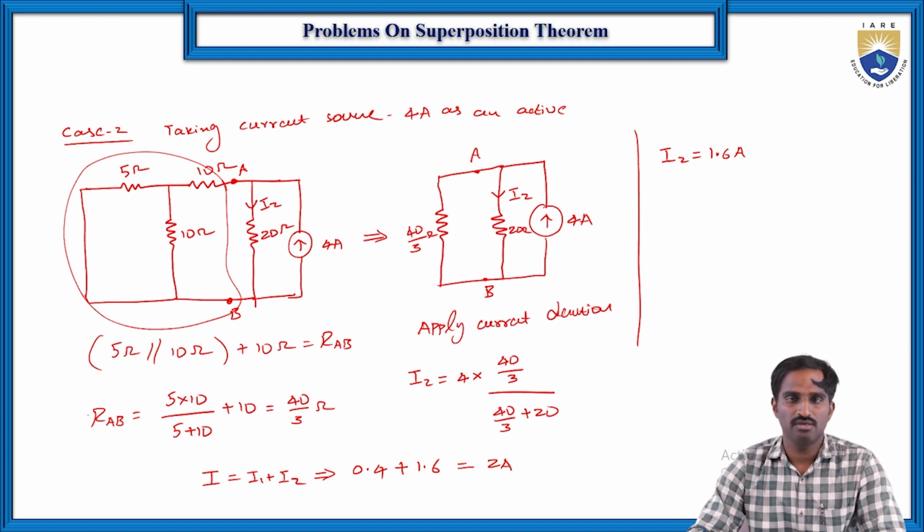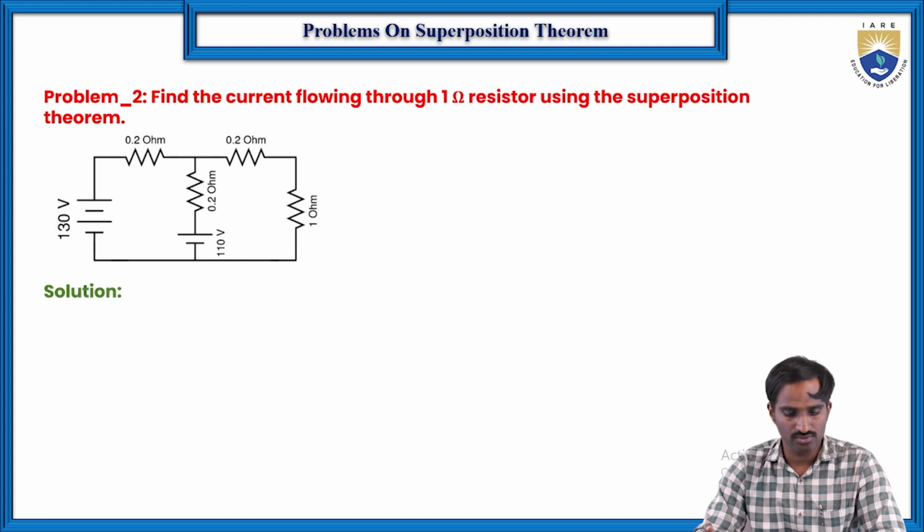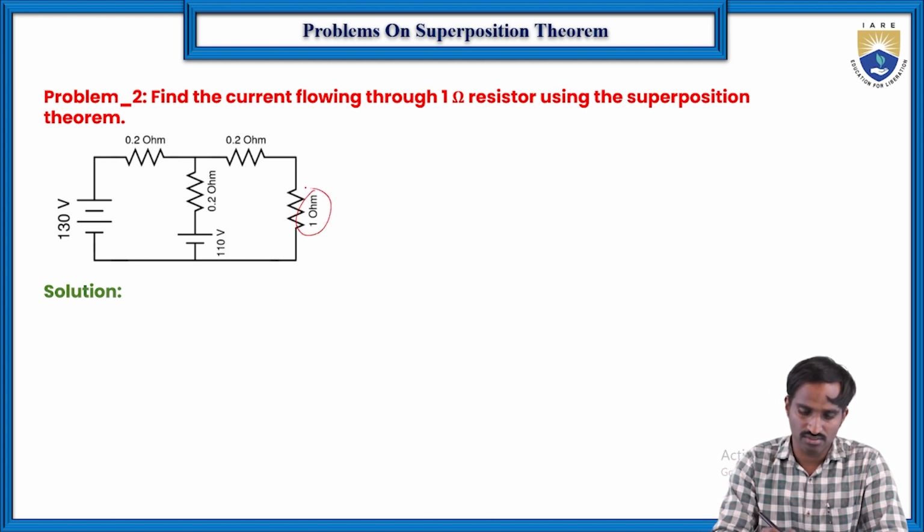In this case, one voltage source and one current source are there. So the voltage source should be replaced with a short circuit and the current source should be replaced with an open circuit. Then let us go with another problem. In the first problem we had one voltage source and one current source, and in this case we have two voltage sources. How do we apply the superposition theorem here? We need to find the current flowing through this 1 ohm resistor. Let us consider it as I.